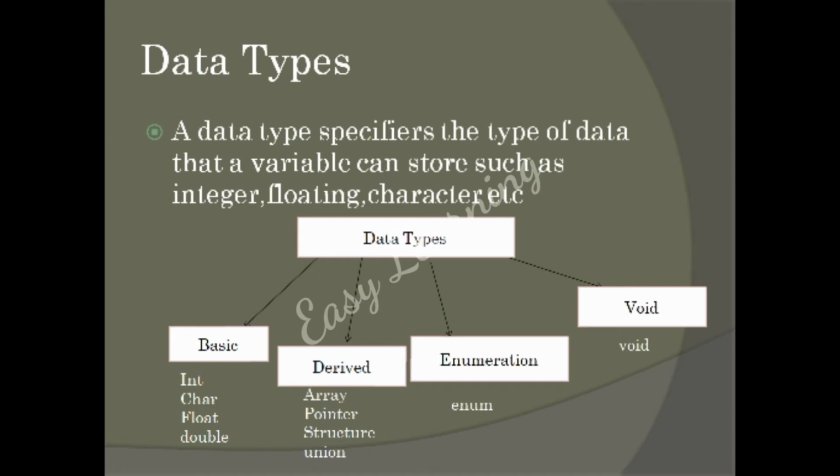Derived data types. The data types that are derived from the primitive or built-in data types are referred to as derived data types. These can be of four types, namely, function, array, pointers, references. Let's briefly understand each of the following derived data types.